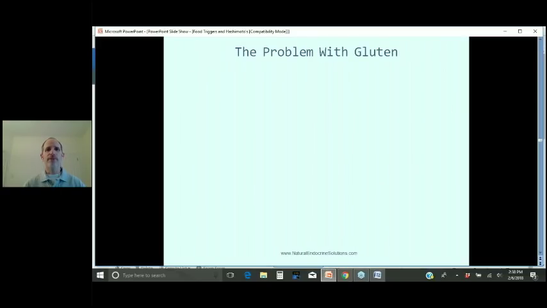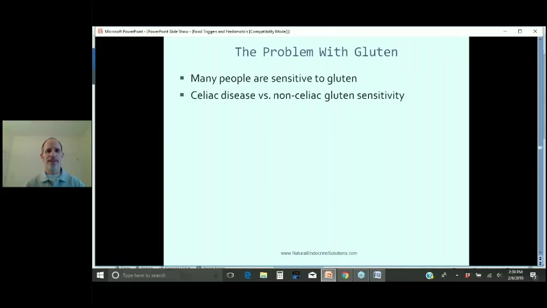All right, so let's talk a little bit more about the problem with gluten. Many people are sensitive to gluten. Not everybody. Again, gluten does cause a leaky gut in everyone, which I think I mentioned, and I think I mentioned again on this slide. But here, celiac disease versus non-celiac gluten sensitivity. Most attendees probably know what celiac disease is. It's an autoimmune condition like Hashimoto's, and gluten is the trigger. It's the direct trigger, and it also could be a leaky gut trigger.